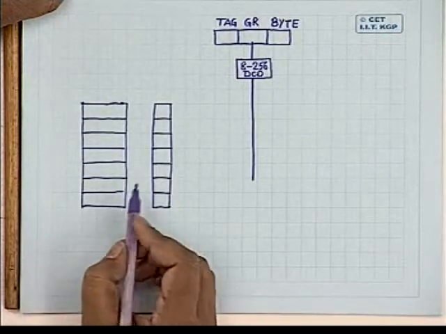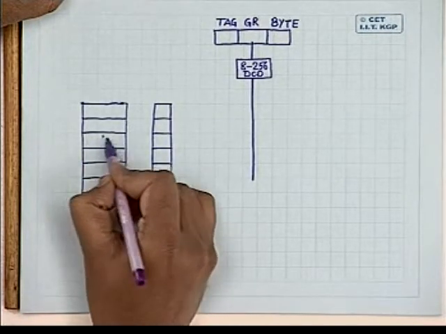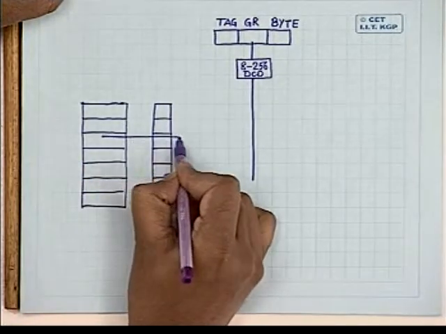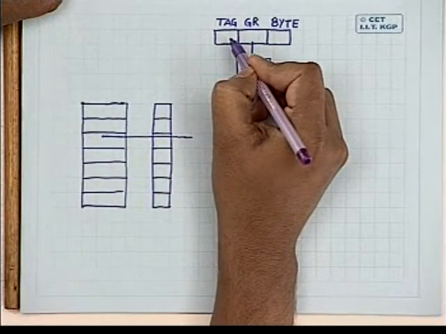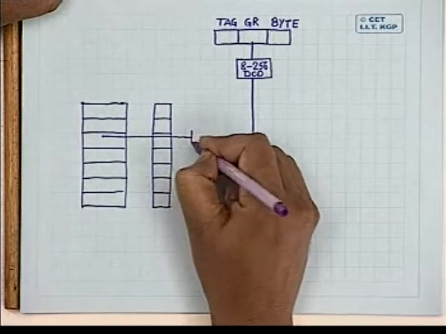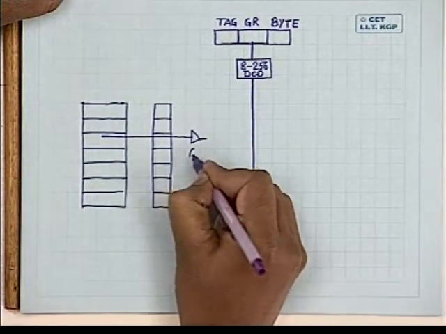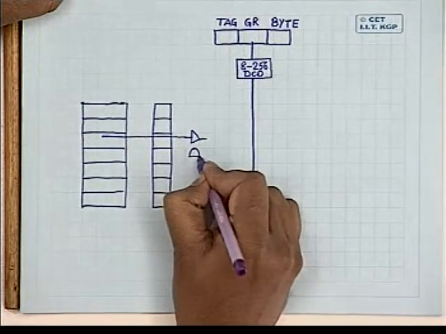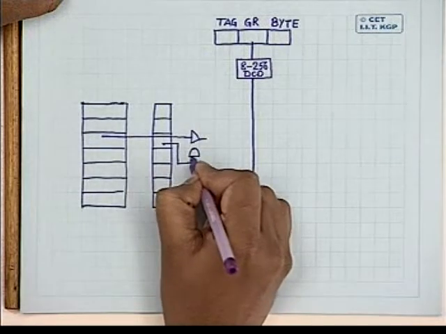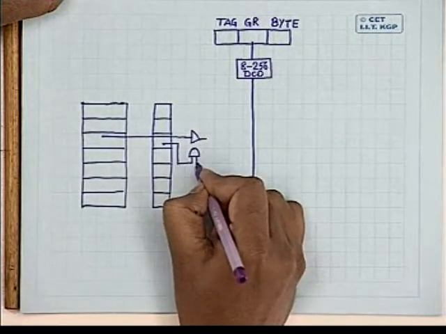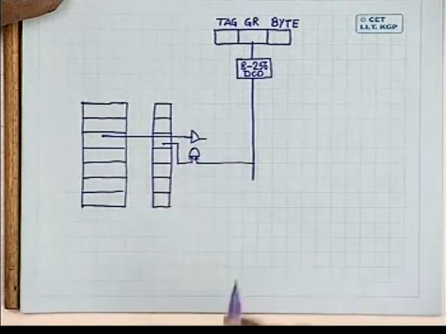So the logic will be something like this. I will compare the content of the tag memory location with the tag field that is present. So this will pass through its buffer, and to activate the buffer, what I'll do is I'll take the ANDing of the corresponding valid bit and the corresponding output of the decoder.